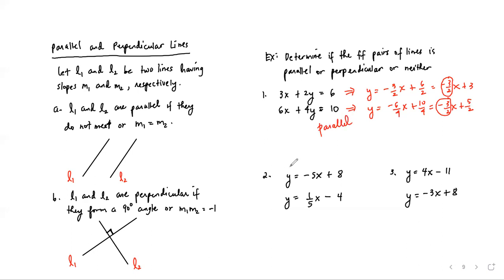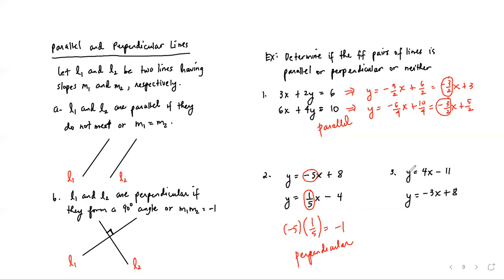Now for the second pair, since both of the equations are already in the slope-intercept format, we just compare the slopes. The slope of the first one is -5 and the slope of the second one is +1/5. If we get the product of -5 and 1/5, then we're getting the product of -1. So this indicates that these two lines are perpendicular.